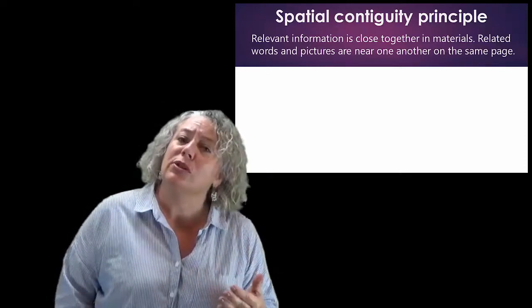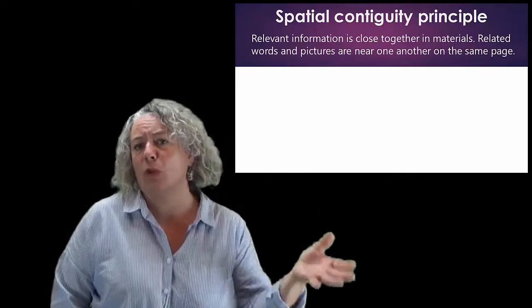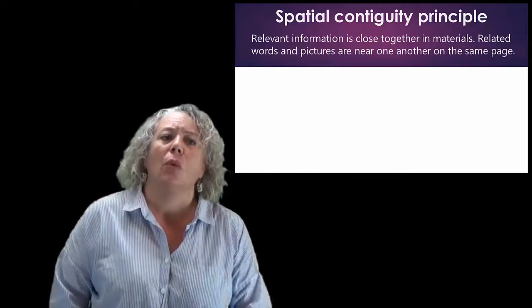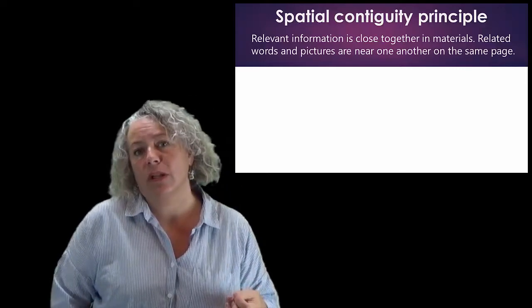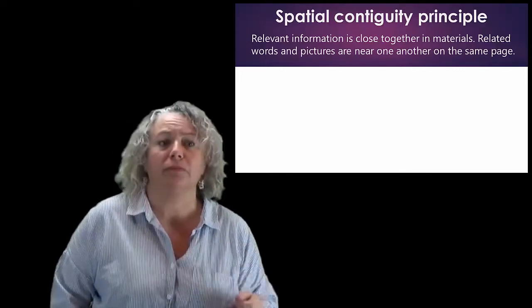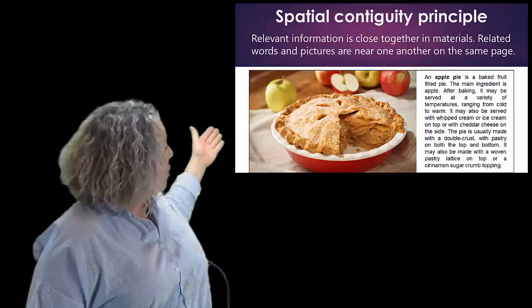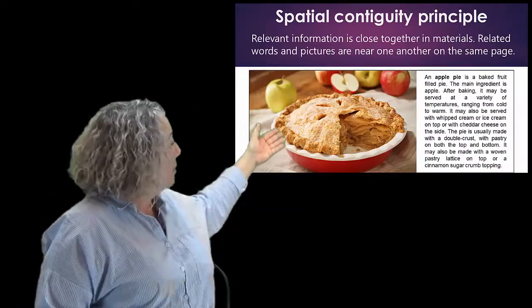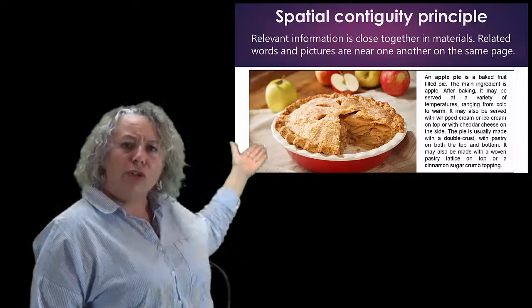We want to reduce the learner's need to scan back and forth and to find the information between words and pictures. When the material is complex or multi-stepped, Mayer and Figueroa say that this is most critical. So let's look at an example. Here we have an illustration of an apple pie, and next to it is the explanation and the detailed paragraph. They're close to each other.